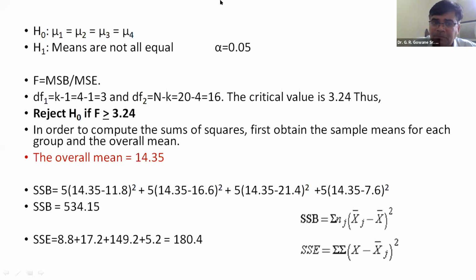Degrees of freedom, because we have four treatments. So for the treatment, we have degrees of freedom as 3. And we have total 20 observations, 5 observations under each group. So we have another degree of freedom, 16. So accordingly, we can get the overall mean, we can get SSB, we can get SSE, and we can get the F test.